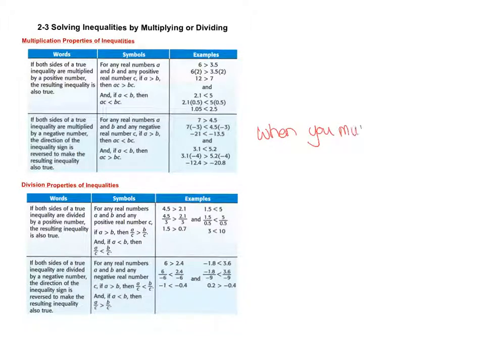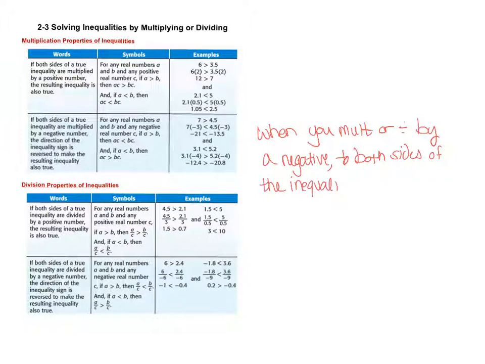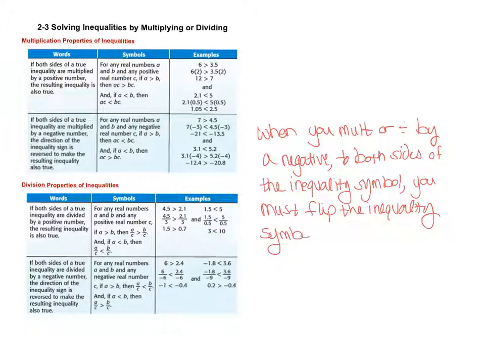When you multiply or divide by a negative to both sides of the inequality symbol, you must flip the inequality symbol. As you check your work with these, you'll see that it makes sense that you do that. You would catch your mistake if you forget to flip by checking your work.